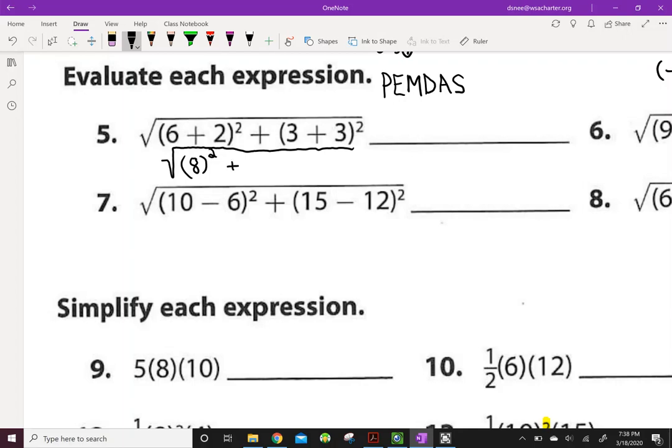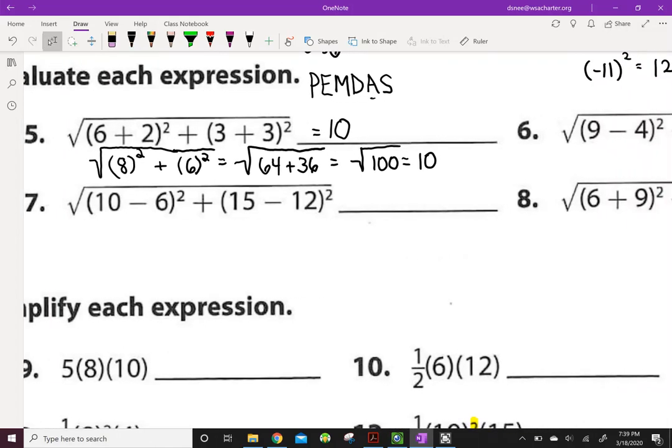So 8 squared plus, let's see, what's 3 plus 3 is 6. So I have 6 squared. And let's see here, 8 squared, use your calculators if you need to, that's going to be 64, and 6 squared, that's going to be 36. And if I add those values now I'm over to the A, add them up. 64 plus 36 is 100, and the square root of 100 is equal to 10, because 10 times 10, or 10 squared, is equal to 100. So that is the evaluation of that expression.